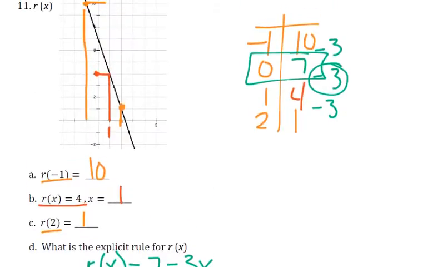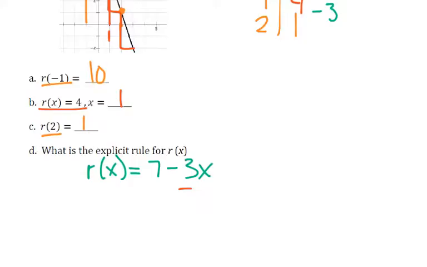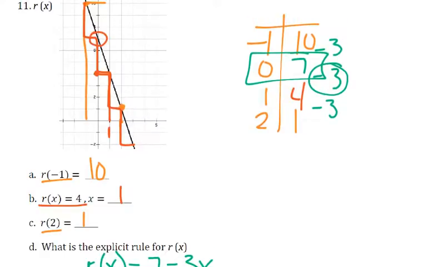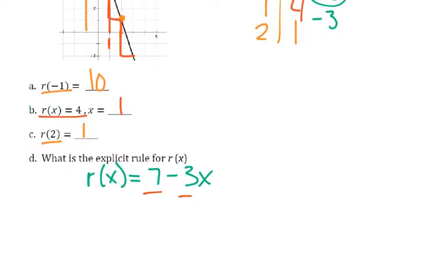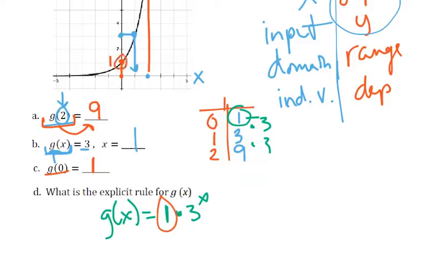X amount of times. Now, if we were to look at this, we could see that our slope was going down 3 to the right 1, which would make sense. And our y-intercept was 7, which is where that goes. Same with this one. Y-intercept of 1, and we're timesing them by 3 as we go.